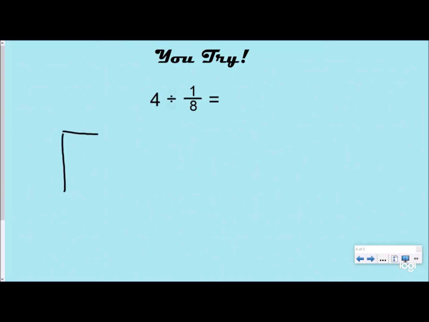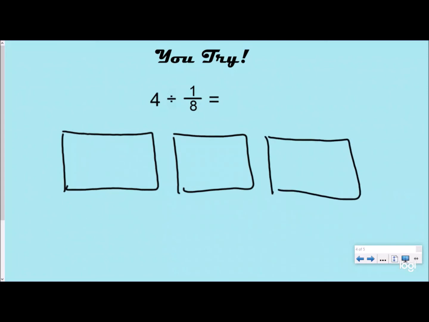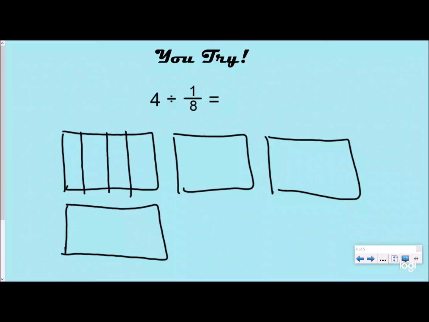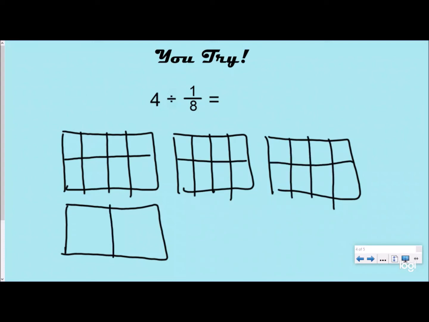So hopefully you just paused it. I'm going to draw my 4 wholes. Okay. There we go. And I'm asking myself how many groups of 1/8 can I make? 4 divided by 1/8. So I'm going to split this into 4ths and then into 8ths, and repeat that for each whole. And I'm going to ask myself how many groups, now my numerator is 1, so each group is only going to be 1/8.